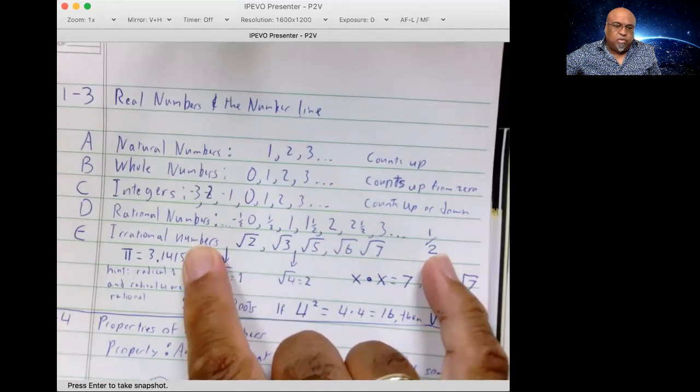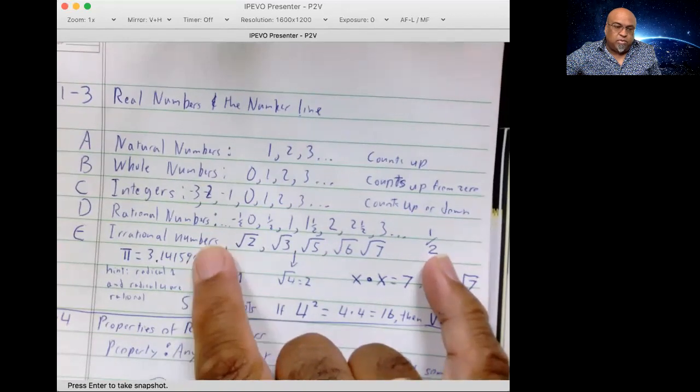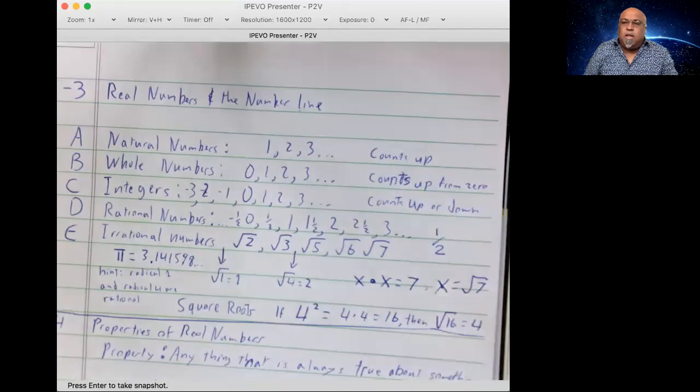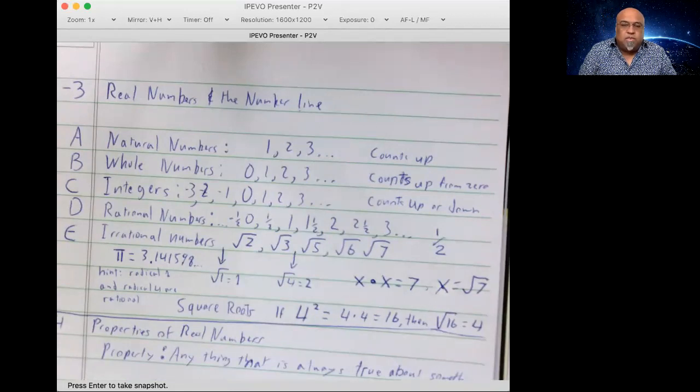So I could be 3 and 1,415 over 10,000, but it still keeps going and still keeps going, okay? So the point is, since it keeps going, I can never come up with a denominator for it. If I can never come up with a denominator for it, then I cannot write it as the quotient of two integers, which basically means I cannot write it as a fraction.